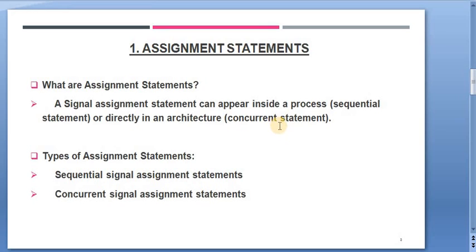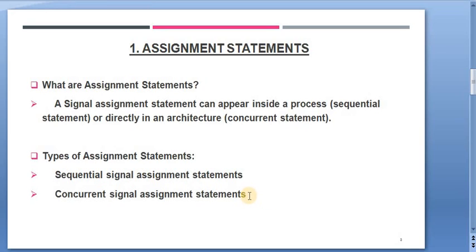Now what are the various types of assignment statements? There are basically two types. These are sequential signal assignment statements and concurrent signal assignment statements. Now the sequential signal assignment statements are those that appear within the body of a process statement, and the concurrent signal assignment statements are those that appear outside of a process.